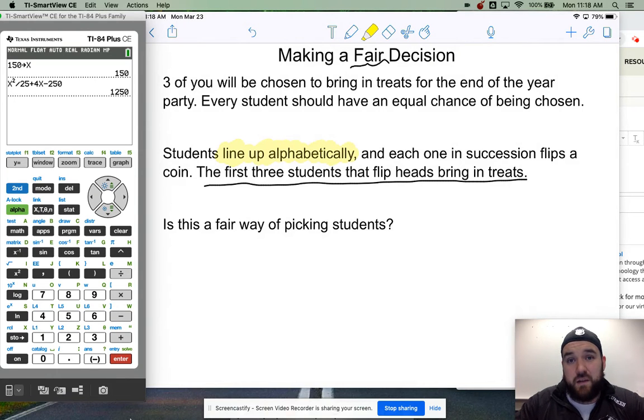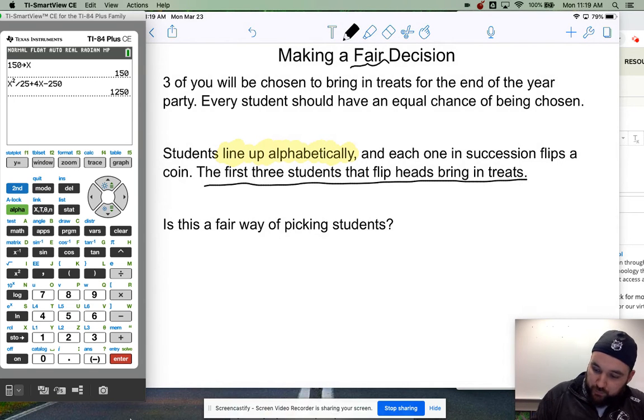If you're going to line up alphabetically and your name starts with an A, you're probably going to be flipping that coin. You're going to be one of the first 3 people flipping the coin, and you have a 50% chance of being picked if you flip the coin. On the flip side, if your first or last name, however you're being arranged, starts with the Z at the end of the alphabet, you, in all likelihood, won't even have to flip the coin because 3 people before you will flip heads.